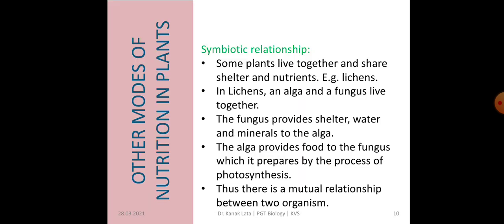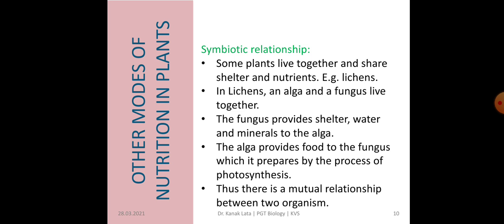Now the next one is about the symbiotic relationship. Some plants live together and share shelter and nutrients. A common example of a symbiotic relation is lichen. Lichen is just like a couple consisting of one alga and a fungus. So they live just like husband and wife. One is preparing food and the other is giving shelter as well as helping in absorption of food and nutrients.